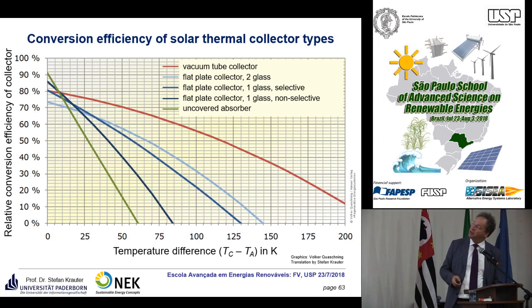If you go to different technologies of these collectors, you see that they differ significantly. First, let's talk about a carbon absorber. You just have a plastic tube, you put it into the sun. Nothing else, no cover, no glass cover, nothing. You see here, for very low temperature difference, the efficiency is even better than all the others. Can you imagine why?